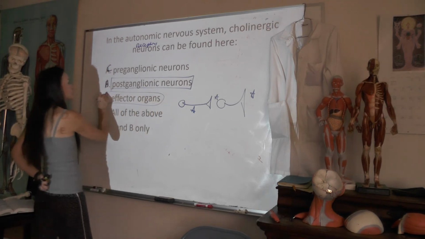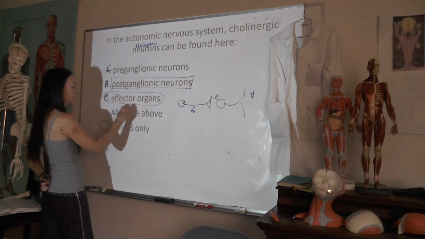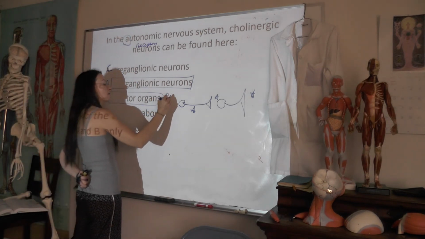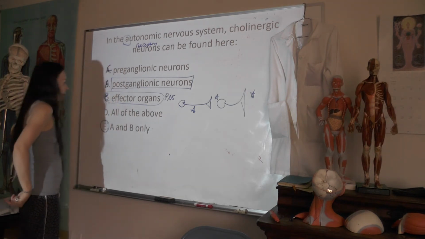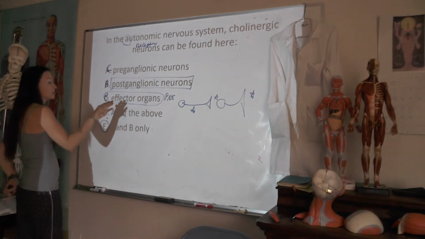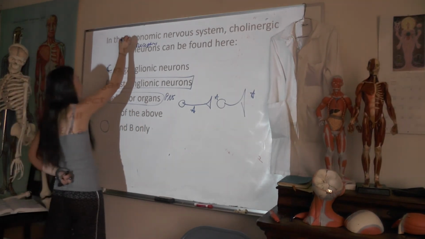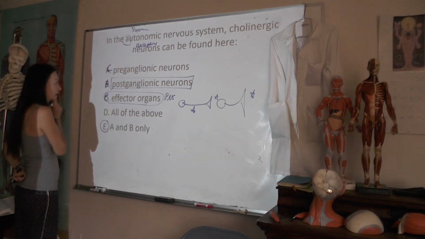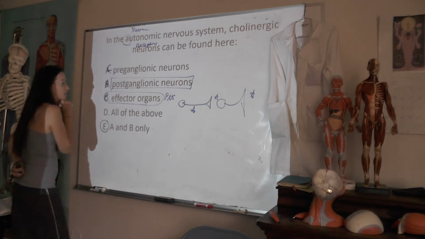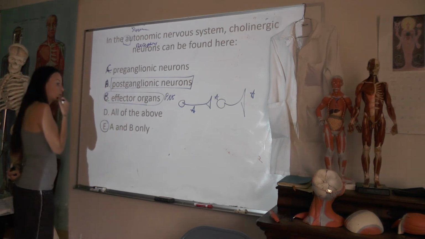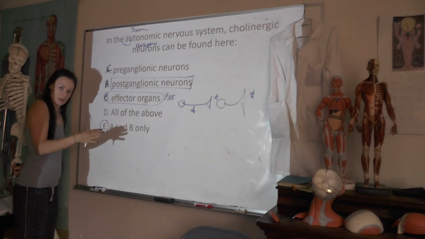So this still works. Cholinergic receptors can be found on effector organs in the autonomic nervous system, specifically in the parasympathetic nervous system. I even said this can be asked a couple different ways. It can be asked a million different ways, because the other way I could ask this question, if I change the word up here, is: in the sympathetic division, cholinergic receptors can be found where? The answer would be postganglionic neurons. If it said in the parasympathetic nervous system, cholinergic receptors could be found where? It would be our postganglionic neurons and our effector organs. Hopefully you can see that distinction.